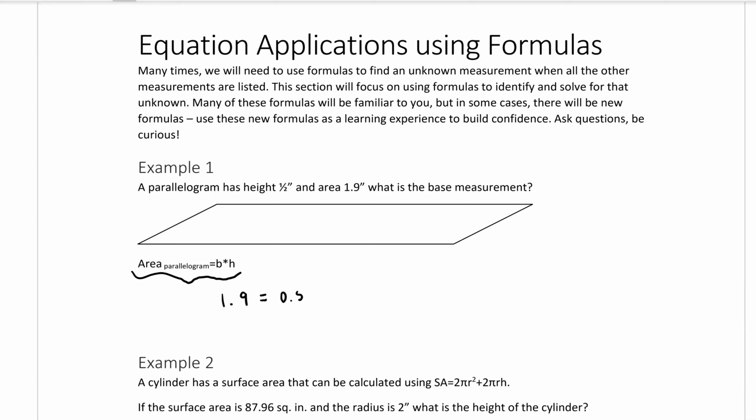So I'll put 0.5 and we want to multiply this by the base measurement, but we don't know what the base measurement is. So in order to solve for that, we can divide both sides by 0.5. I will divide both sides by 0.5. And on the right-hand side, 0.5b divided by 0.5, these divide out and give us 1. And so we're left with b equals 1.9 divided by 0.5.